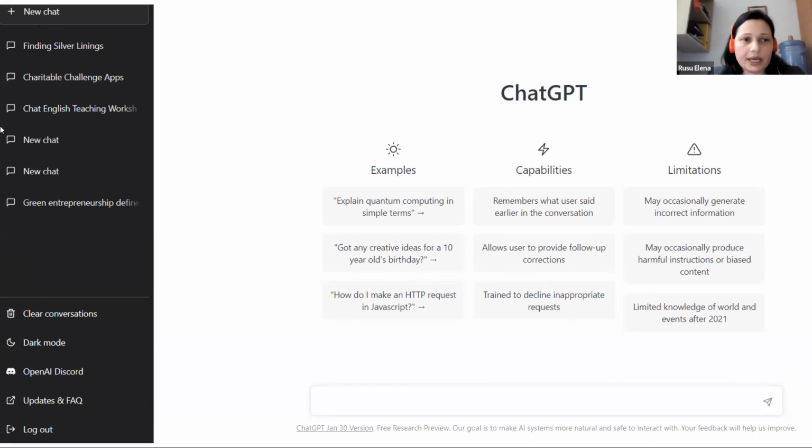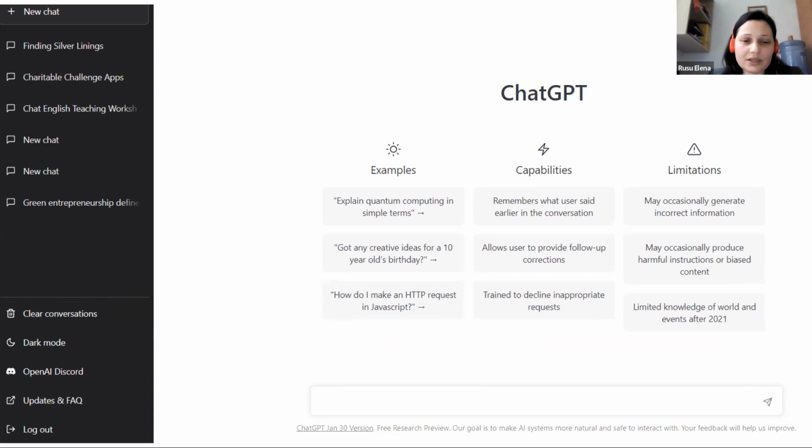On the left, here we have some chats. So chats that we started with the program, some questions, some ideas that we are looking for. As you can see, I had a research about green entrepreneurship, chat English teaching workshop. So I was trying to find information about how to organize a workshop better, about how to teach English with the use of ChatGPT. Another one is charitable challenge apps and finding silver lining. So I will show you through the example of the first one, finding silver lining.